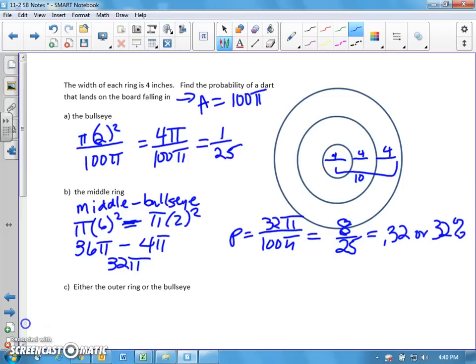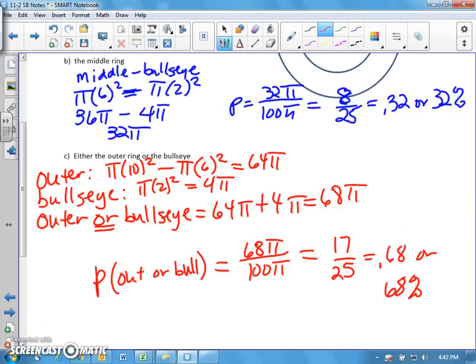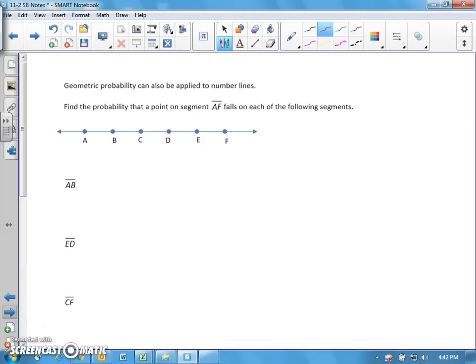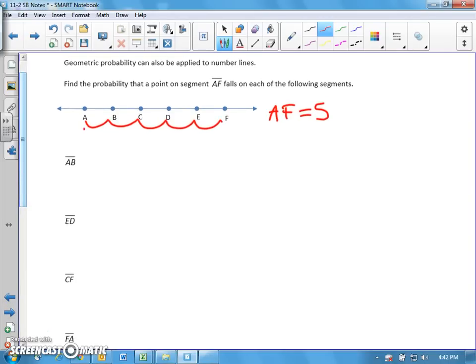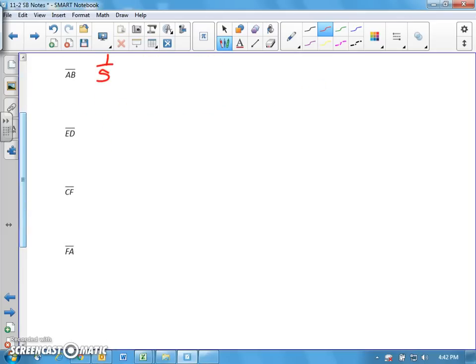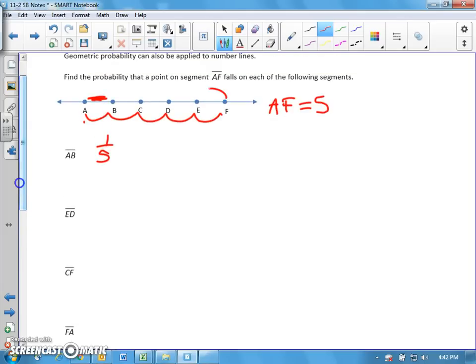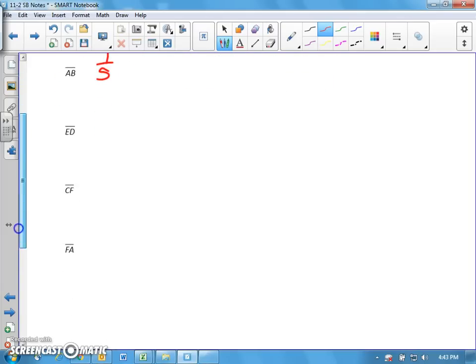Stop the video and do the last one on your own. And this is what you should be getting. Our final look at probability is probably the easiest part. This is just on a number line. What we look at here, 1, 2, 3, 4, 5. So I know that AF has a length of 5 units. So for example, if I wanted to find the probability it falls here, it's going to be 1 out of 5. So for FA, that would be 5 out of 5, which would be 1, which means it's certain to happen.